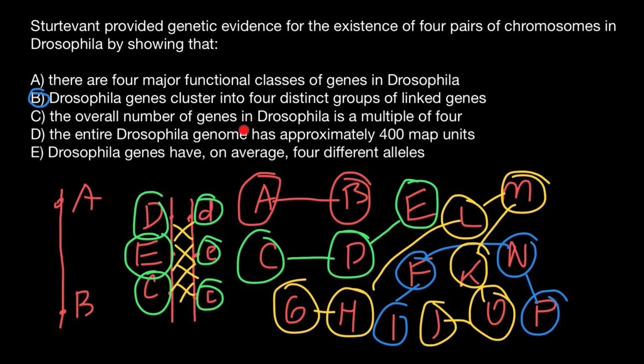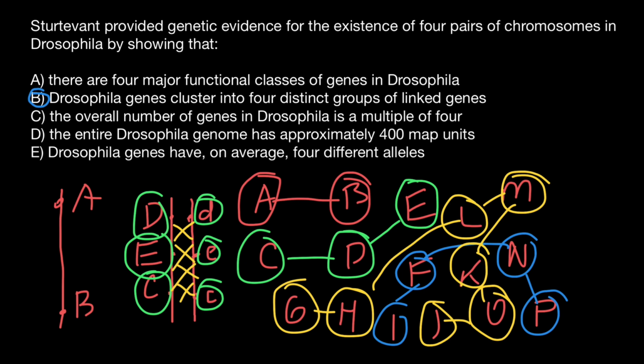The overall number of genes in Drosophila is a multiple of 4, and this is also just nonsense. I don't know what to comment. It's just not true. And answer A, there are 4 major functional classes of genes in Drosophila. It's also not true because genes are not spread on the chromosomes according to their class. For example, if these genes all code for energy production, we would find them together. No, that's not true. They would be spread all across the genome, the chromosomes, and there is no such tendency.